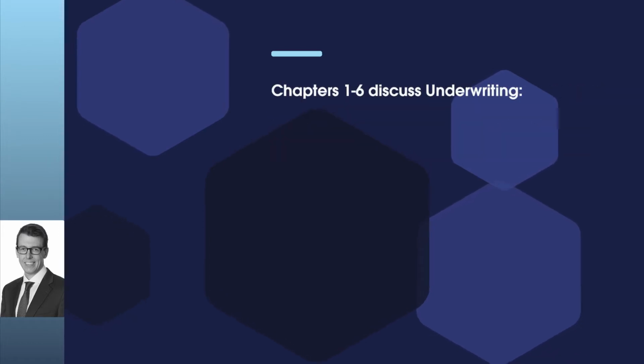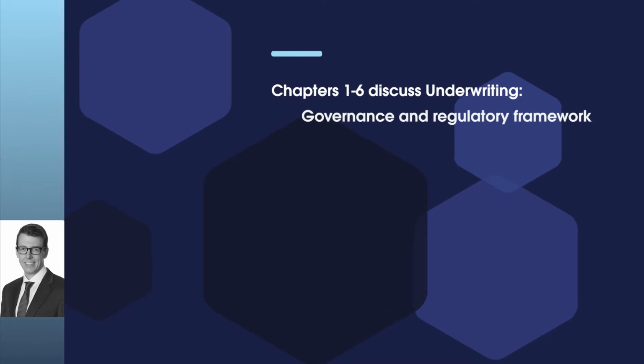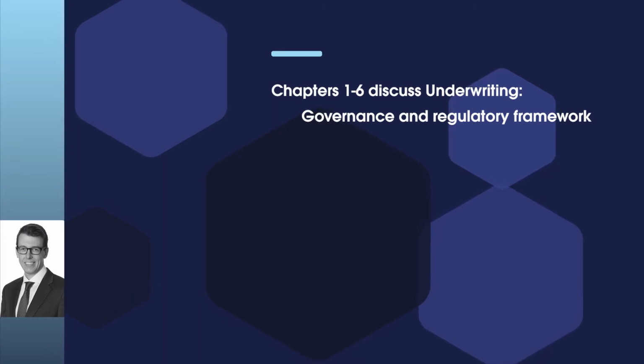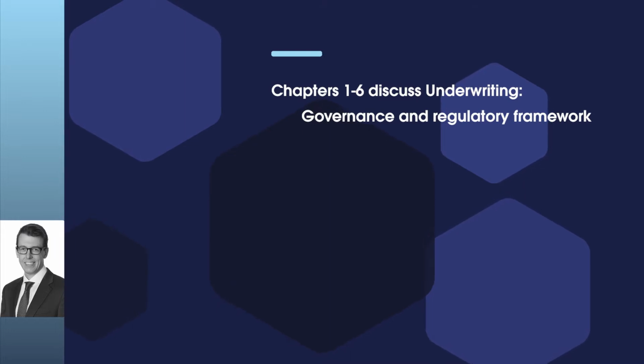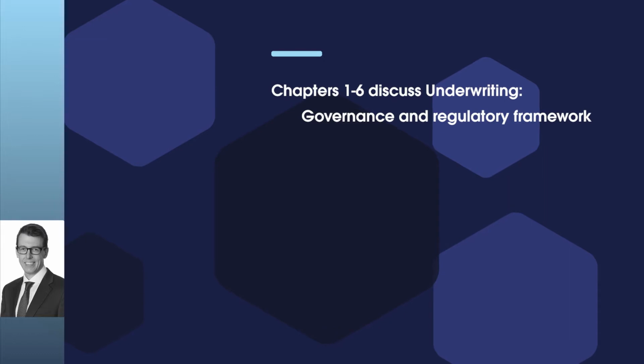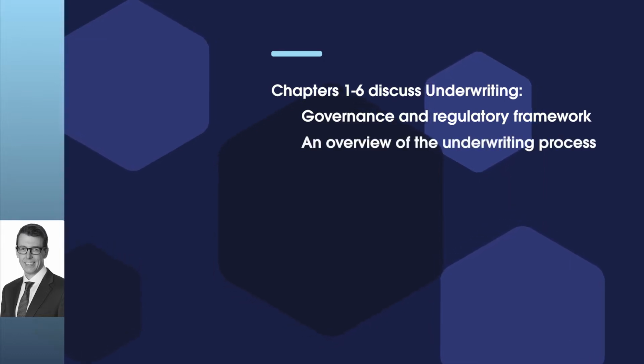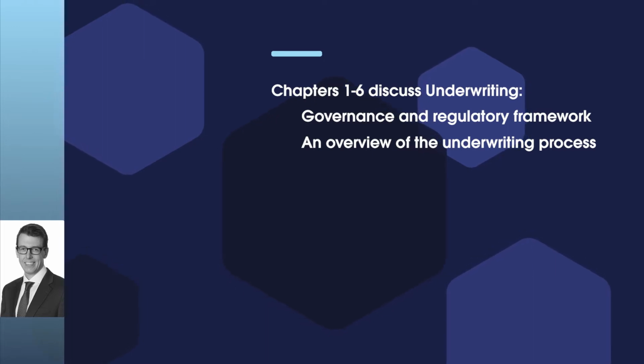On the underwriting side, Chapters 1 to 6 cover governance and regulatory framework. This section outlines the legislation and regulations that affect underwriters and the business they write. It touches upon sanctions, OP90, port state control, and their consequences on cover. An overview of the underwriting process looks at the business context of underwriting decisions.